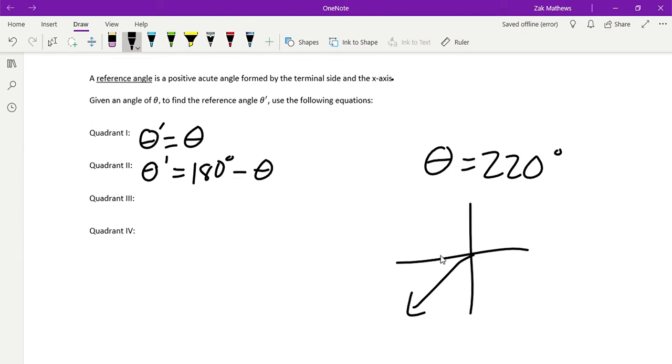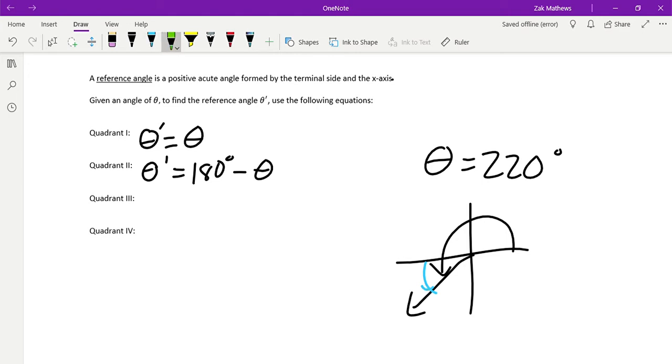But we want to know the reference angle. Right now we know this angle, but I want to know the closest x-axis. I want to know that angle right there in blue. And they are always positive, so I'm putting an arrow on it, but really I don't care about the direction. I just want it to be positive. I don't care how I have to move to get back to the x-axis. I want to know that distance there in blue.